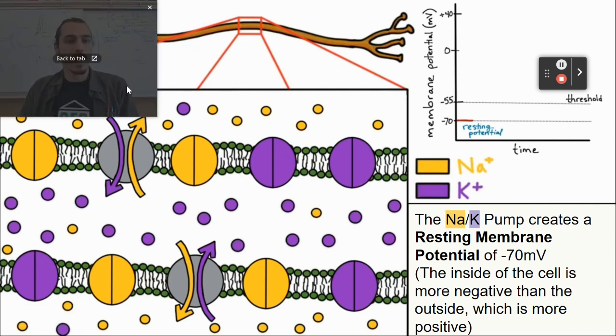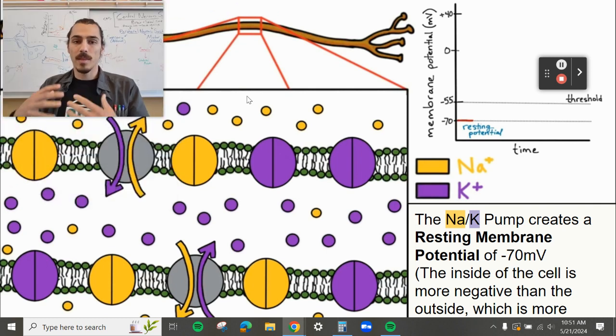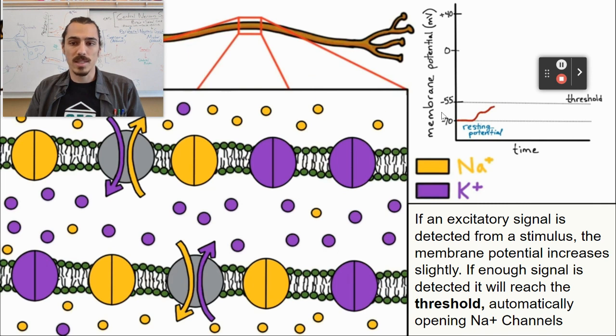Okay, then at the dendrites over here, we get a signal that is going to slightly depolarize the membrane. We get a little bit of a signal. Now, if that's all we get, then the sodium-potassium pumps are going to continue to bring it right back down to resting membrane potential. But if we get enough of an excitatory stimulus to reach this threshold, then that is automatically going to trigger these yellow proteins, which are called voltage-gated sodium channels. Those voltage-gated sodium channels automatically open at negative 55 millivolts.